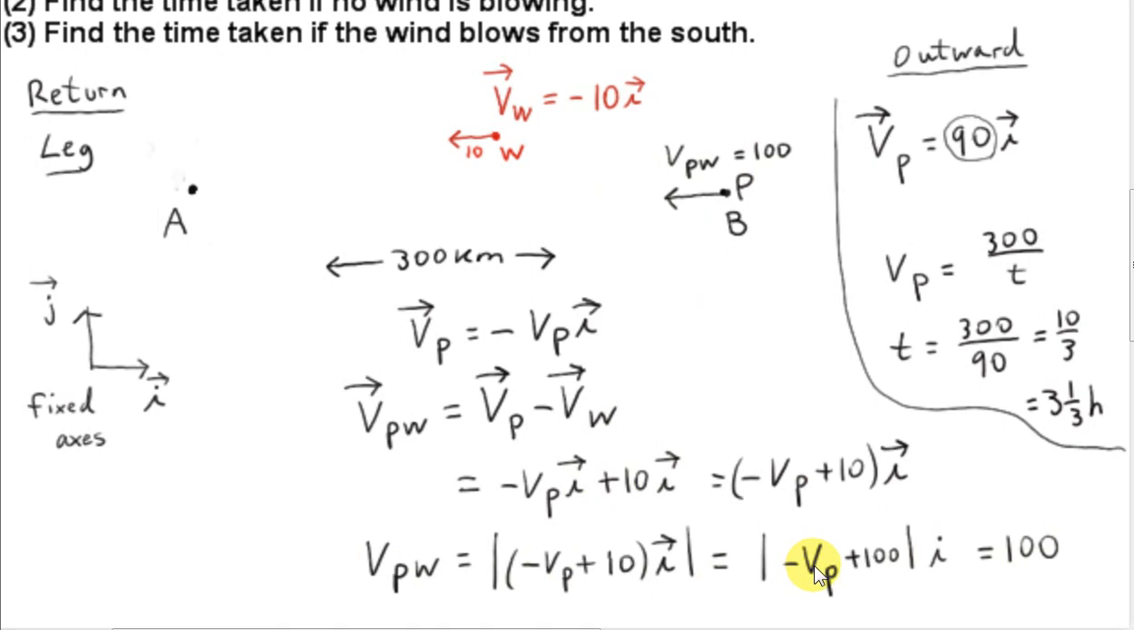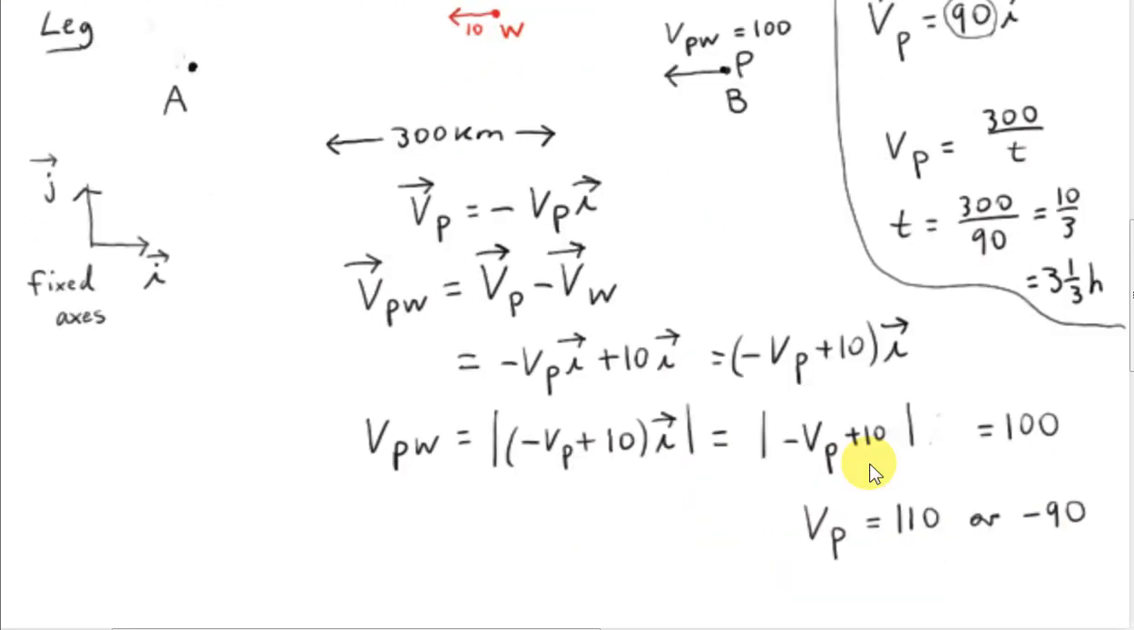Okay, we don't have any i here now. We no longer have a vector, we just have a magnitude. Now there are two solutions to this. If Vp is 110, then we get the magnitude of minus 110 plus 10. Well, that's the magnitude of minus 100, which is 100. So that checks out. The other solution is minus 90.